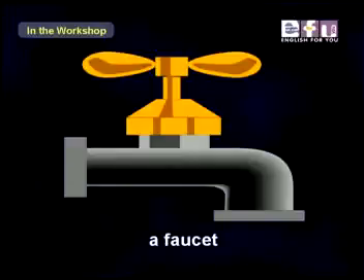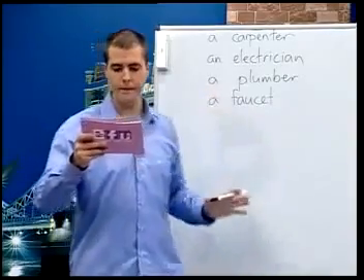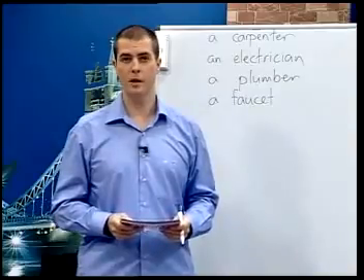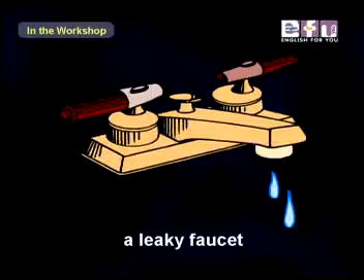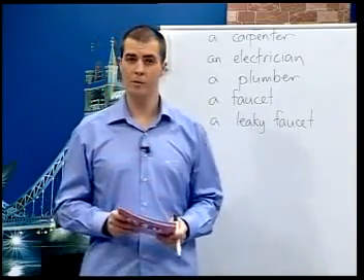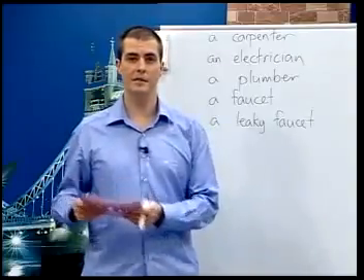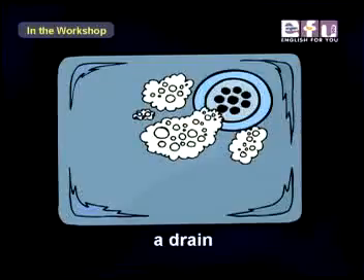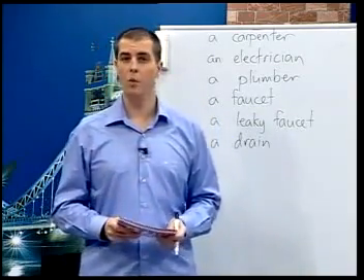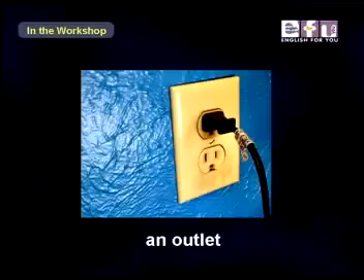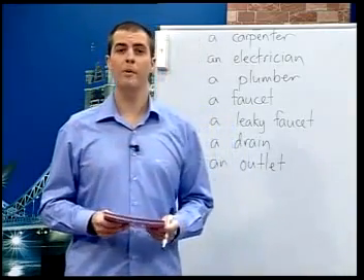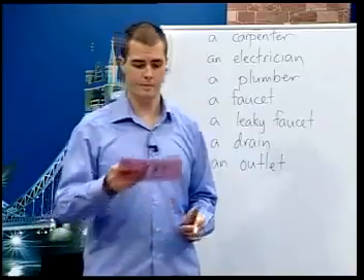A faucet is the thing you turn on or turn off to control the flow of water from a pipe. A leaky faucet is a faucet which has a fault or a problem so that water passes through it. A drain is a pipe that carries water or waste liquids away. An outlet is a power point for electricity in the house.